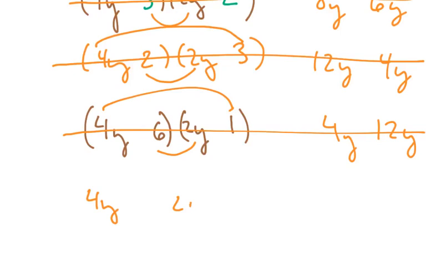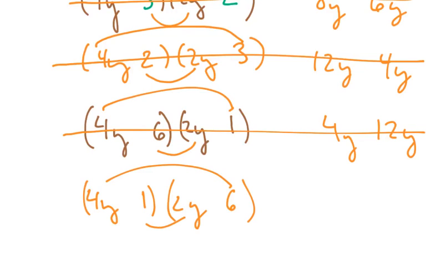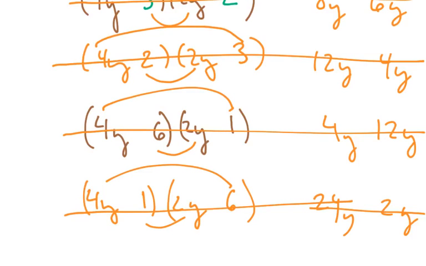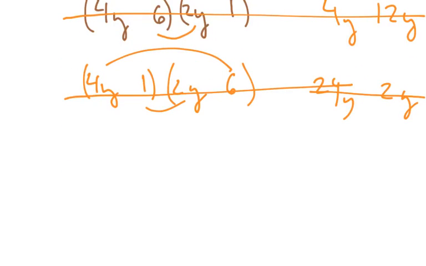4y, 2y. I'm just going to flip it, 1 and 6. This is going to give me 24 and 2. And there's no way I can add or subtract these and get back. And this is the drawback to this method, is that it can take time to do, but I still recommend it. It's good.